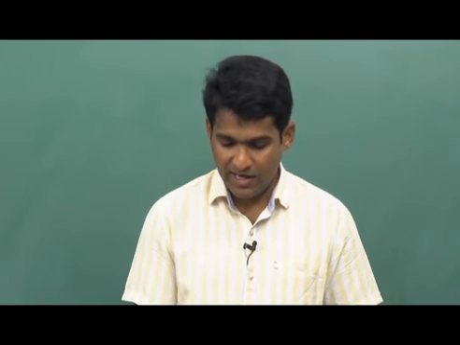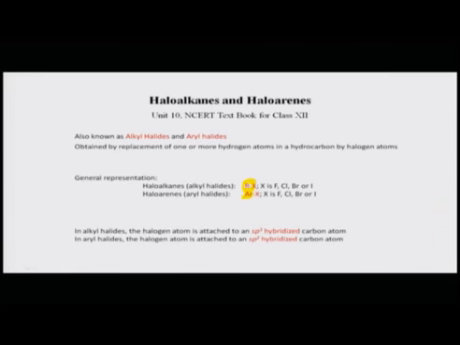Similarly, haloarenes are represented by ArX, where Ar stands for the aryl group or an aromatic group, and X is the halogen atom in this case too. Here X can be fluorine, chlorine, bromine and iodine, just like in the previous case.